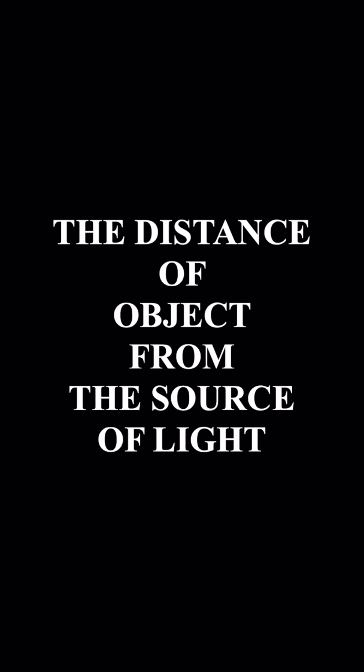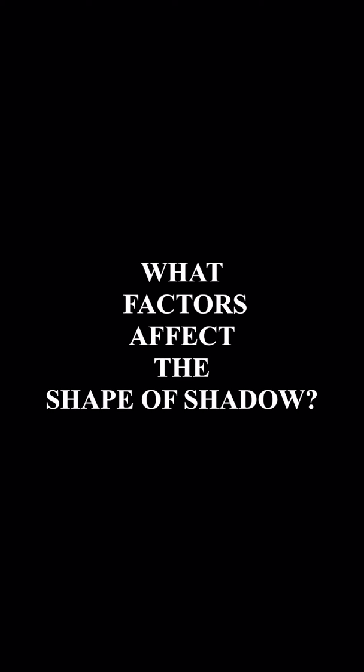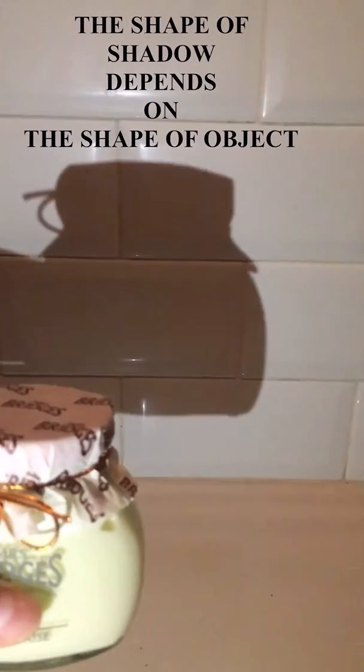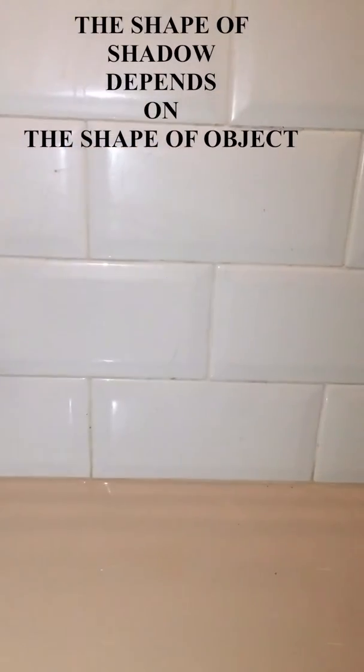So you have to remember that the size of shadow is affected by the distance of object from the source of light. But what about the shape of shadows? What factors affect the shape of shadow? There are 3 factors. Number 1 is the shape of object. The shape of shadow depends on the shape of object.